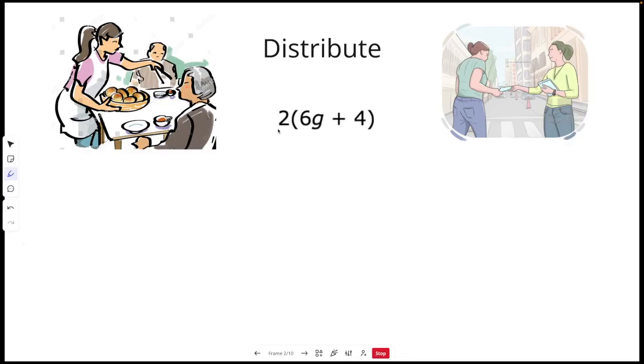Okay, so you have this 2 on the outside, and there's an invisible multiplication symbol, because it's right next to parentheses. When a number is right next to parentheses, it just means multiply. And what it means is we're going to multiply by everything that is in the parentheses. Okay, we're going to distribute. We're going to give the 2 to everything in the parentheses.